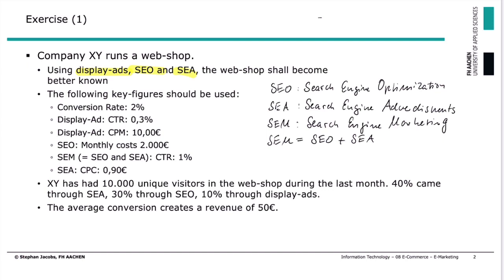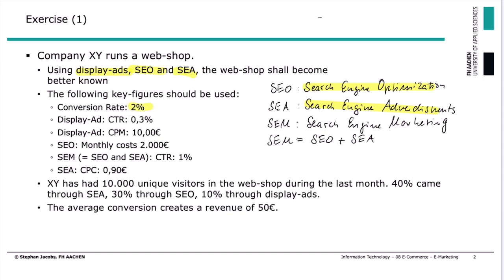Once again, SEO, that's equal to search engine optimization. It means within a search engine, for example Google, you would like to be placed best in the organic searches. However, you can pay and then you have an advertisement in Google. This is called search engine advertisements. And both together are called search engine marketing. So, this company tries to place display ads and tries to be good in search engine organic search and search engine advertisements. Somehow you have identified the following figures.